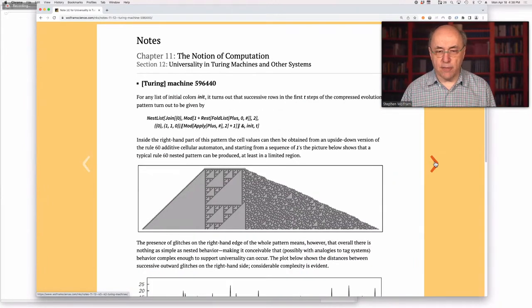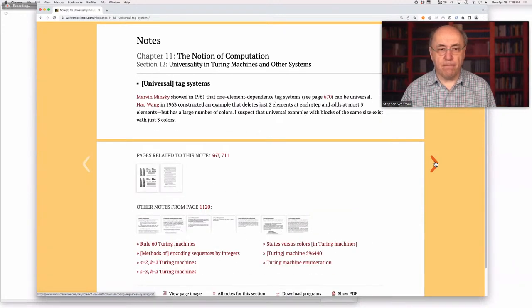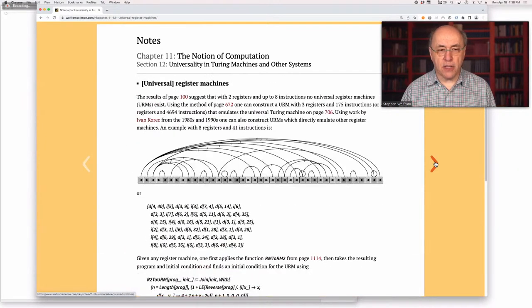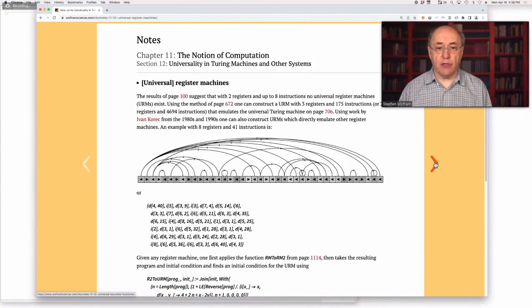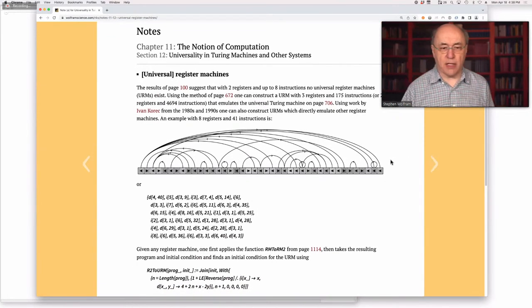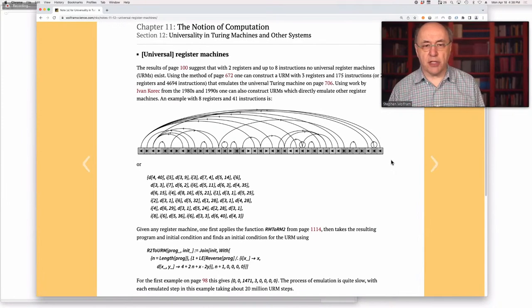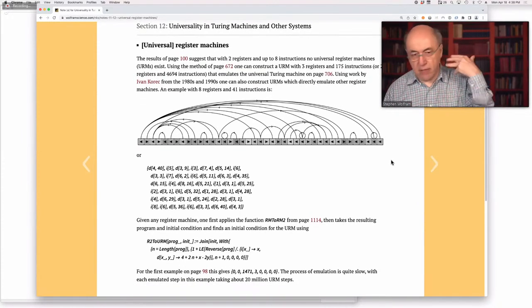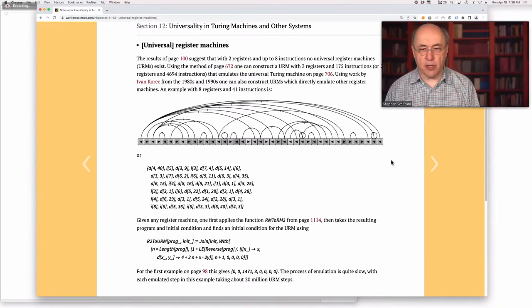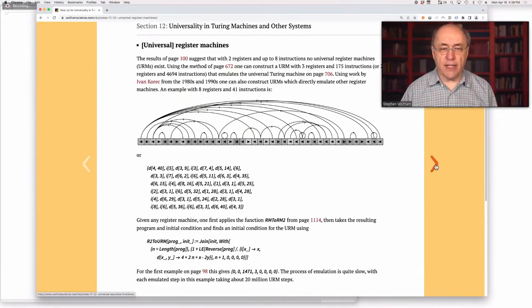Okay, that's the Turing machine that I showed you. This is now, what is this? Oh, this is about universal register machines. Yeah, I didn't put that in the main text. This is about a register machine that, again, is trying to find the simplest universal register machine, another good project we should revisit now to try to find the threshold of universality for all these kinds of things.